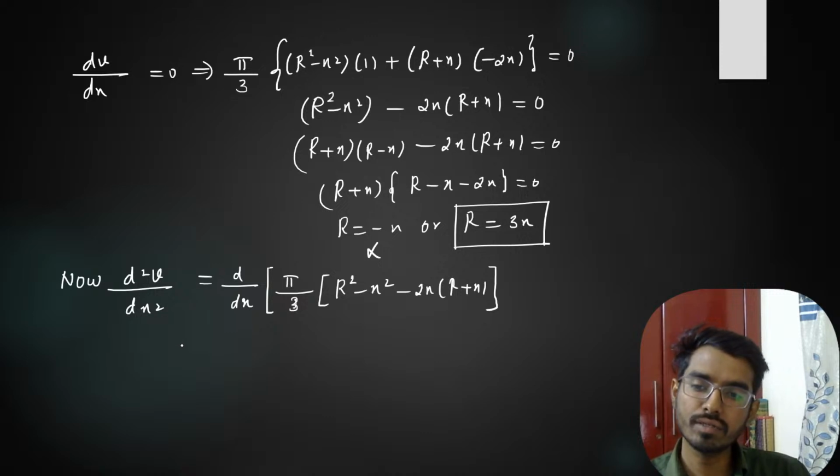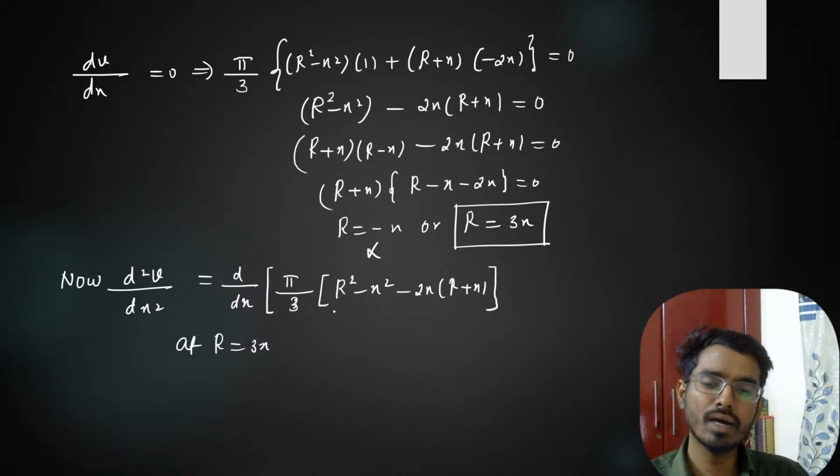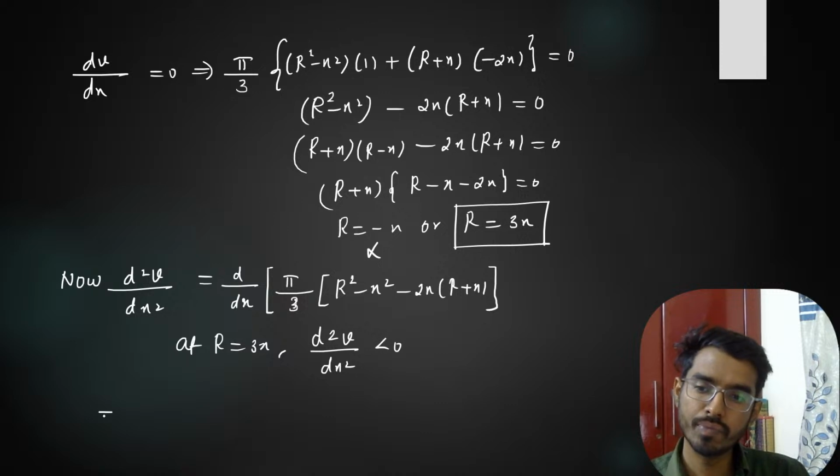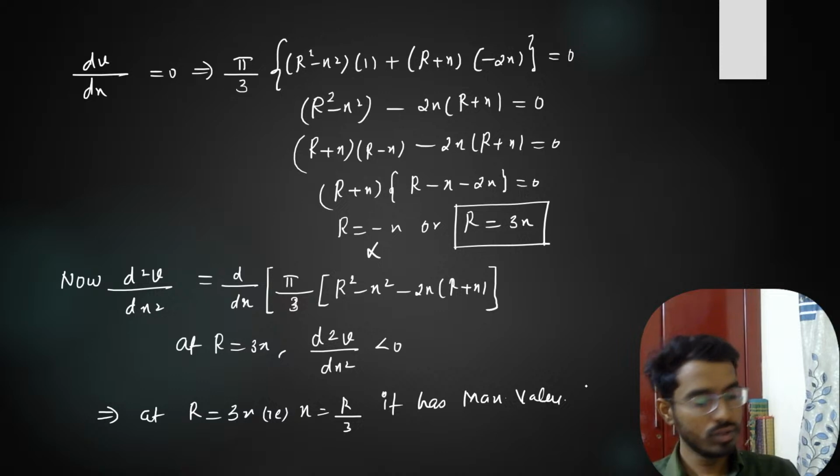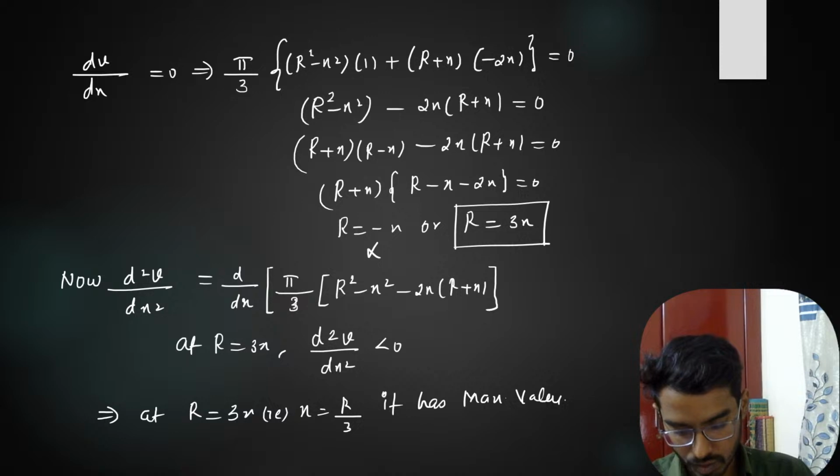To differentiate this, you differentiate and then you put r is equal to 3x, or x is equal to r by 3. You will get d square v by dx square less than 0. That means at r is equal to 3x, that is when x is equal to r by 3, it has maximum value, right? Okay.